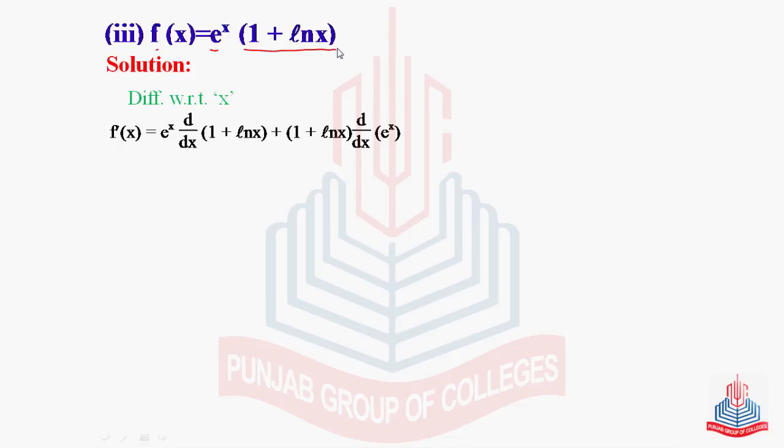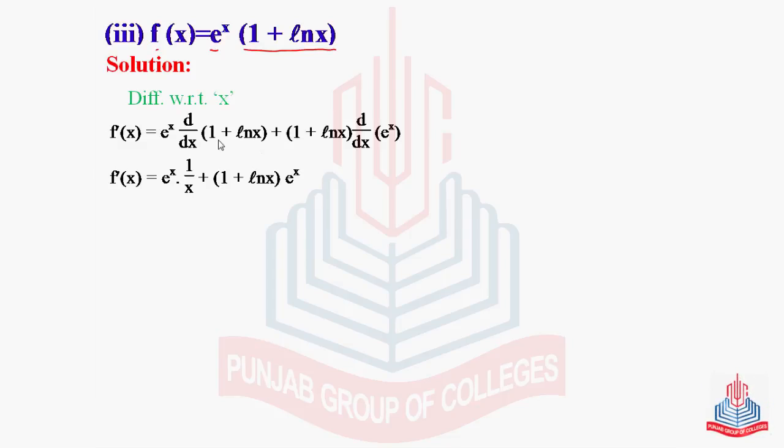To differentiate such a function, we have to use our product rule. Keep e raised to the power x as it is, and apply the derivative on the second function, which is 1 plus log x, plus 1 plus log x as it is, and then the derivative will apply on e raised to the power x, which is our second function. Now by using our differentiation formula, that will become f prime of x. On the right hand side, e raised to the power x will be as it is, and the derivative will apply on both of these two terms separately.